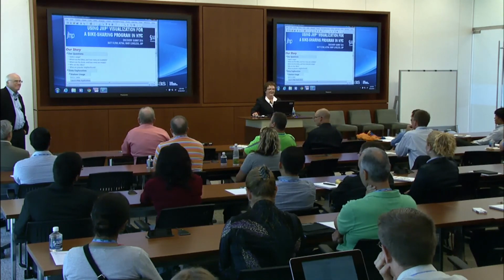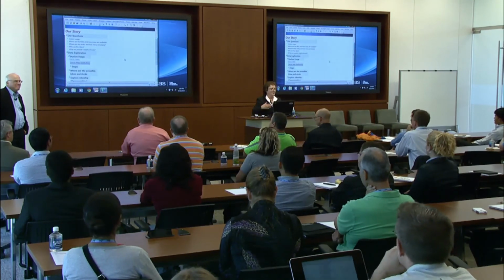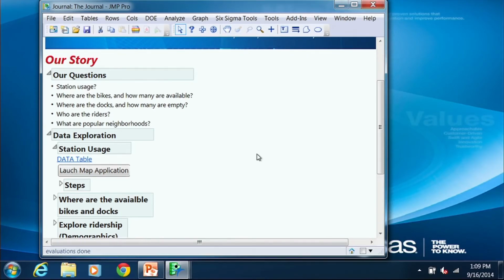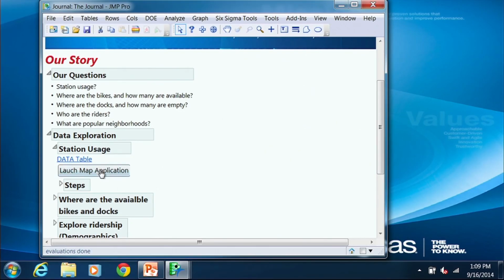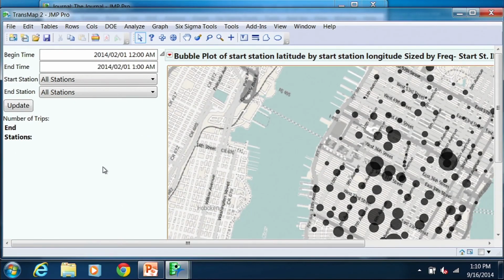So our first question is station usage. How are the stations being used? So just bring up my data table here, and I have a little map application that I started to write in JSL, and I apologize for the projector. It changes the display of my screen, so if I move around on my screen a lot, it's not because I can't find things, it's just the way it's proportioned.